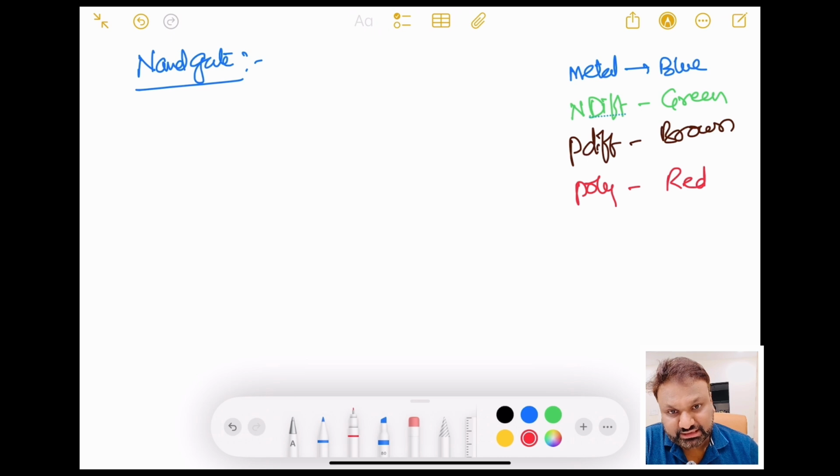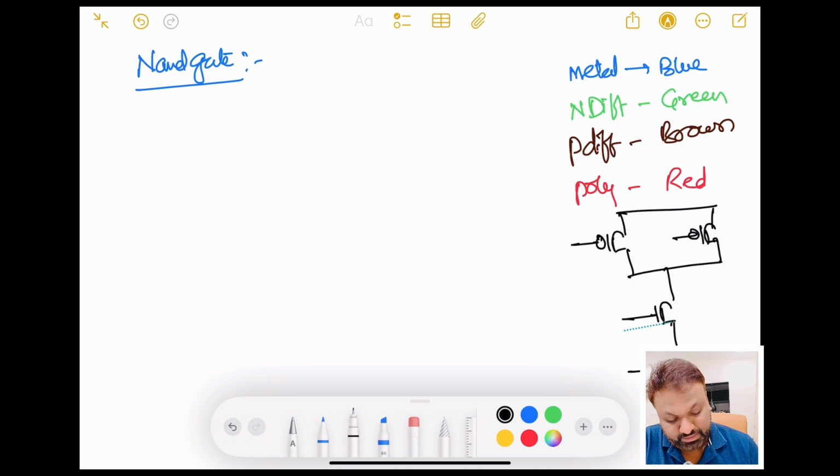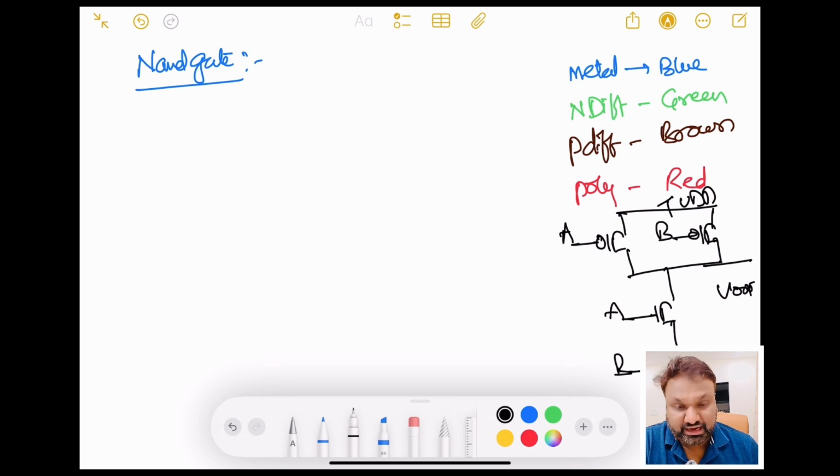Now we will try to draw the stick diagram for a NAND gate. In the circuit diagram for the NAND gate, as we have already seen, the PMOS transistors are connected in parallel and the NMOS transistors are connected in series. This we have already explained in the previous lectures. So with inputs A and B, I will take the Vout from here, this is my VDD and this is ground. Now I will try to draw the stick diagram for this NAND gate.